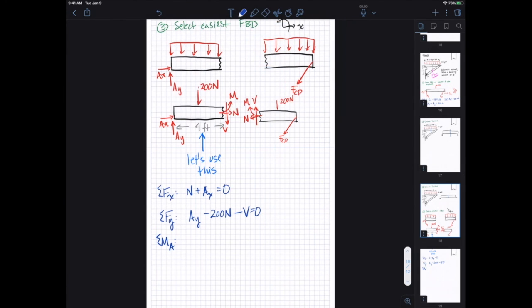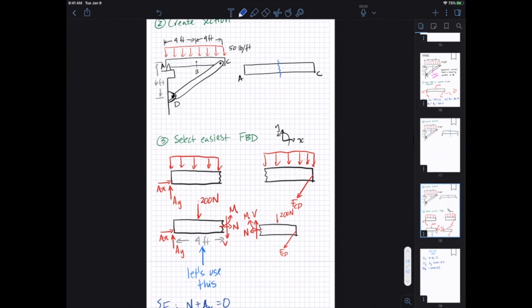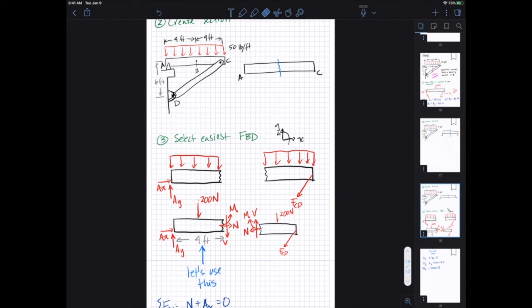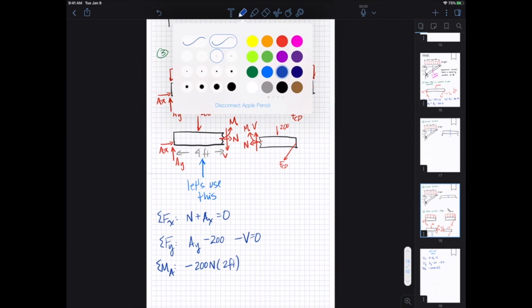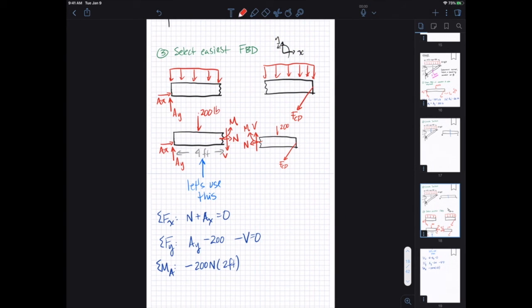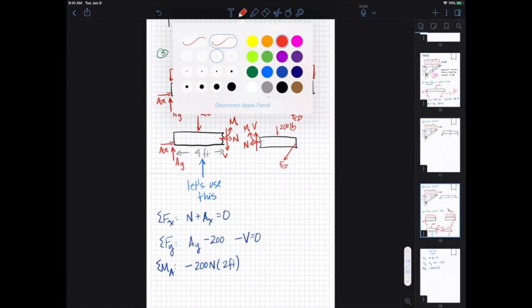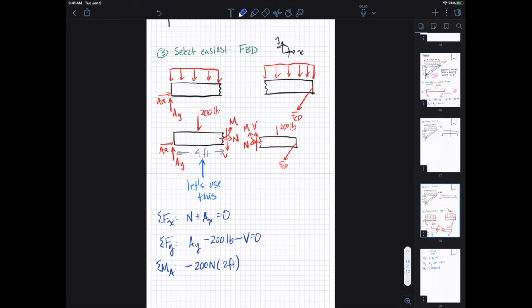So taking our sum of moments at A, the 200 is going to generate a clockwise spin, which will be negative, therefore, 200 and that has a moment arm of 2 feet. Oh, sorry, pounds. I just realized these are pounds because 50 pounds per foot. Sorry about that. I could go back and edit this, but we'll just stick with it.